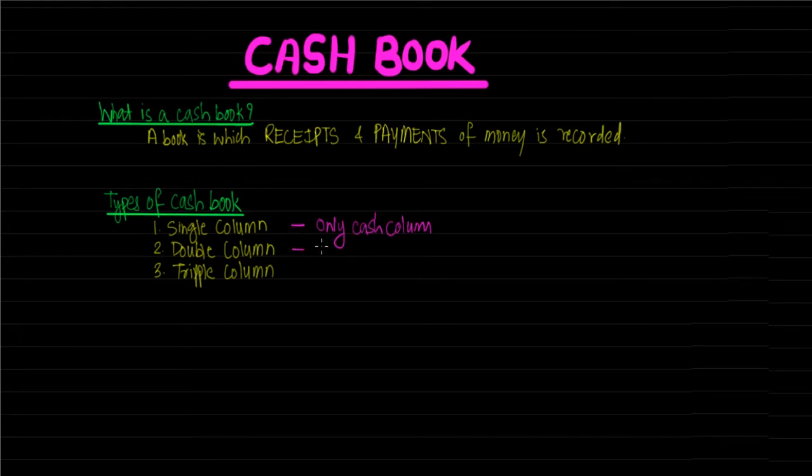In double column cash book, generally there is a cash plus discount column. So discount here means discount received and discount paid both. In triple columnar cash book, cash plus discount plus bank column is there, and in this triple columnar cash book, all the cash receipts, cash payments, discount received, discount paid and bank receipts and bank payments are recorded. So if we do an example on triple columnar cash book, we can solve any example of double column and single column cash book. So let's take an example of triple columnar cash book.